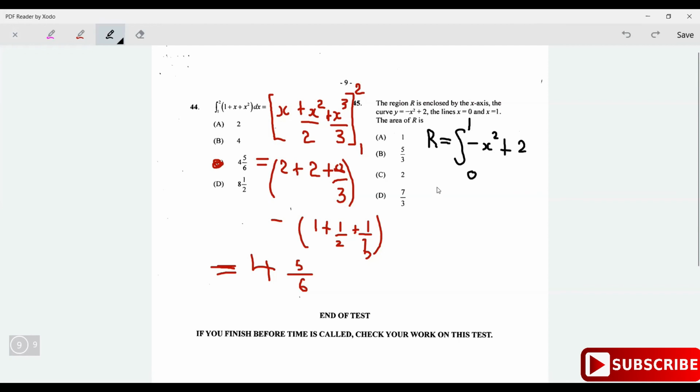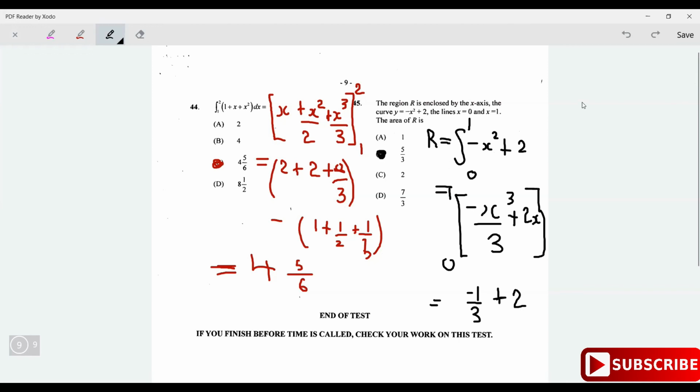Since we're integrating from 0 to 1, what we're going to get is minus x cubed over 3 plus 2x, integrating from 0 to 1. So when you plug in 1, what you're going to get is minus 1 over 3 plus 2 times 1, which is 2. 2 minus 1 over 3 is 5 over 3. That takes care of this paper. Nice and easy, soft, with a capital T. Nice.